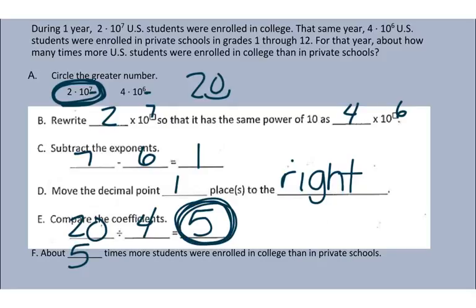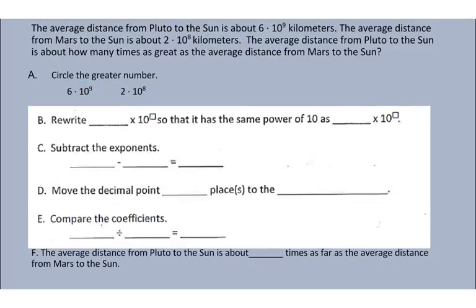So the process is this. Change them to the same power of 10. Compare their coefficients, and that tells you how many more times something is than the other. So here's another one like that. The average distance from Pluto to the Sun is about 6 times 10 to the 9th kilometers. The average distance from Mars to the Sun is about 2 times 10 to the 8th kilometers. The average distance from Pluto to the Sun is about how many times as great as the average distance from Mars to the Sun? Try this one by yourself.